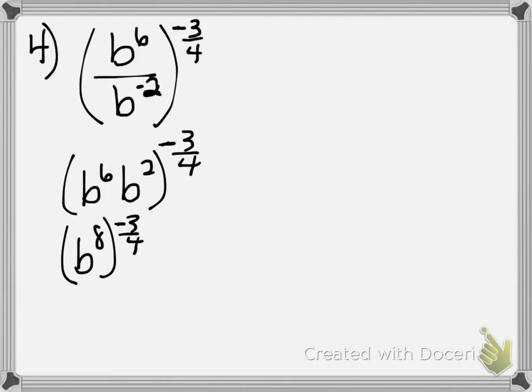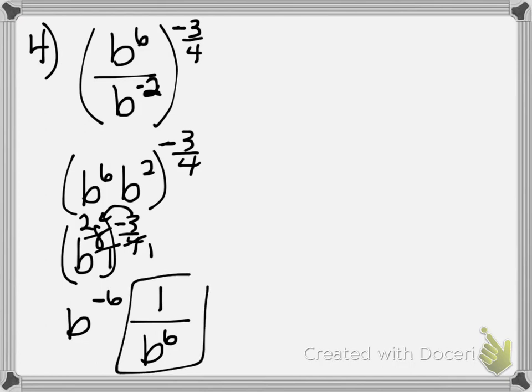And now I can distribute this -3/4. So that's 8 over 1 times -3 over 4. So the 4 can reduce and the 8 can become a 2. So now I have b to the -6th power. And I cannot have a negative exponent, so I need to move it to the denominator. So that now becomes 1 over b to the 6th power. So that's one way you could approach this.